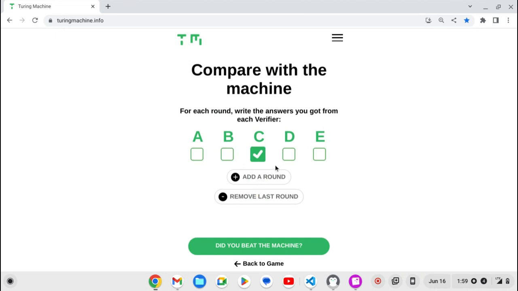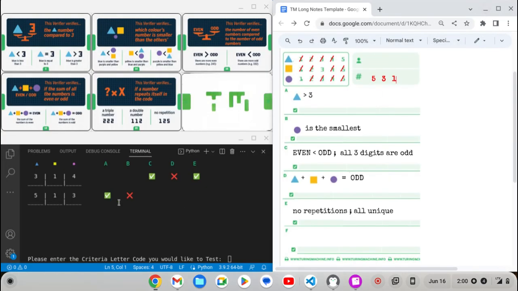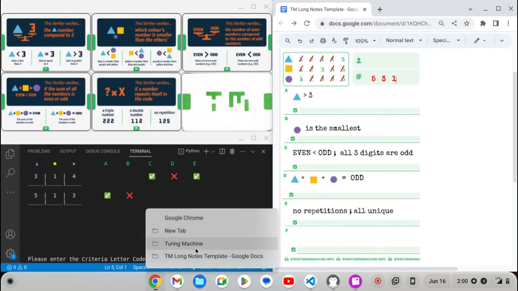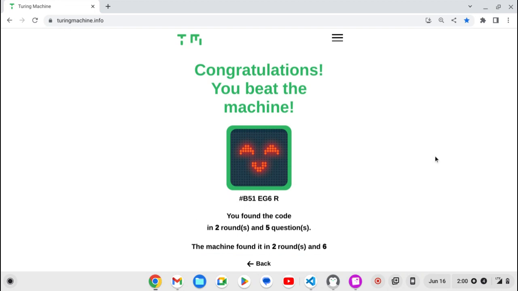So C was correct, D wasn't, E was correct, and I already forgot, I think it was A yes and B no. Let me just double check. It doesn't really matter, but yeah, that's what it was. B was incorrect. All right, so did we beat it? Okay, not too bad. So there were 5 verification cards. It did take us 5 tests in 2 rounds. The Turing Machine took 6 tests in the same amount of rounds, so we beat it by 1.